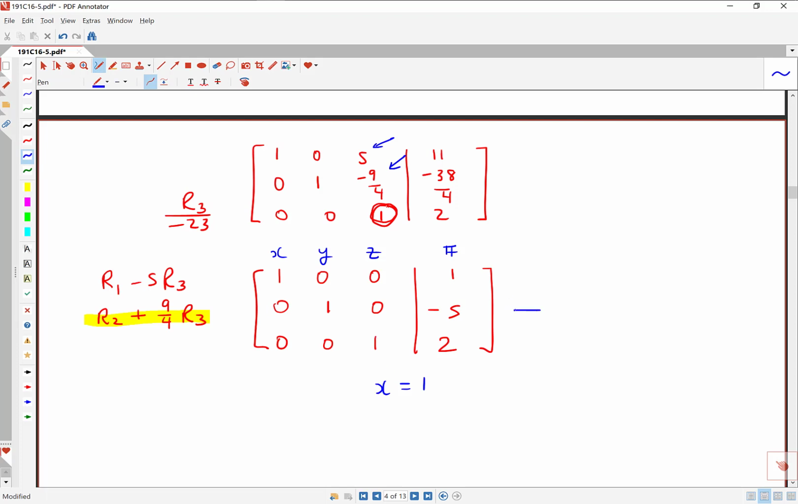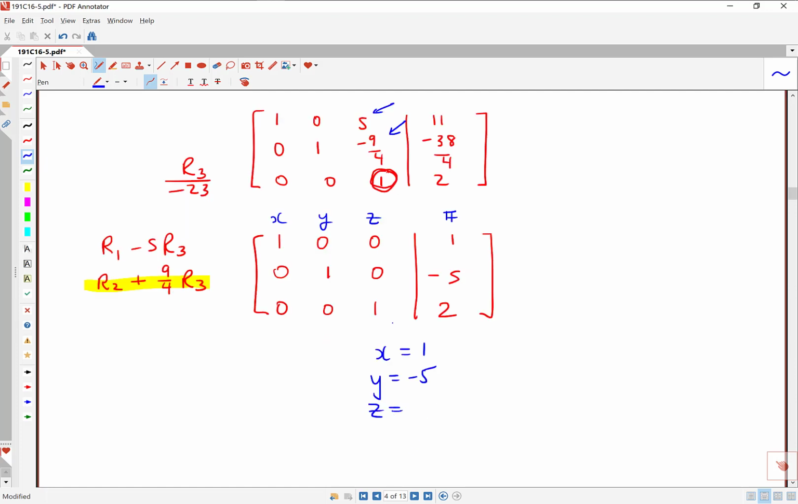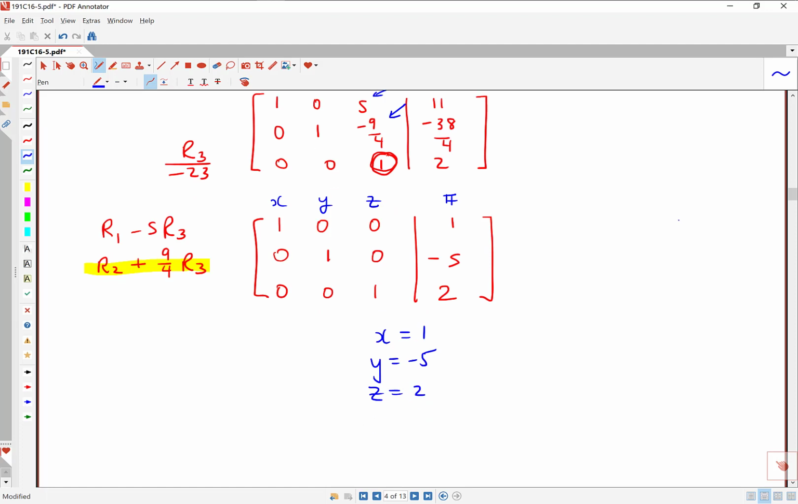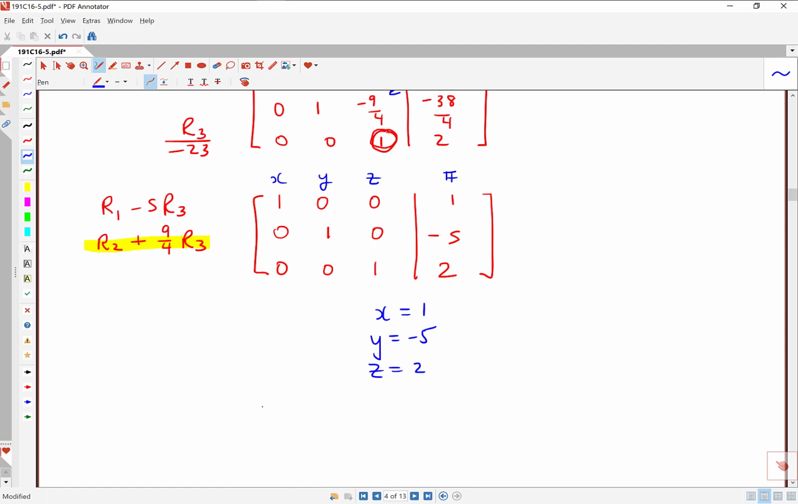Similarly, the second equation, or the second row of the matrix, is just telling us the value of Y. It's saying Y equals negative 5. And then the third row of the matrix is saying Z equals 2. So there we have our solution. You could write it like this, or you could write it as an ordered triple, if you prefer: (X, Y, Z) equals (1, -5, 2), and we're done.